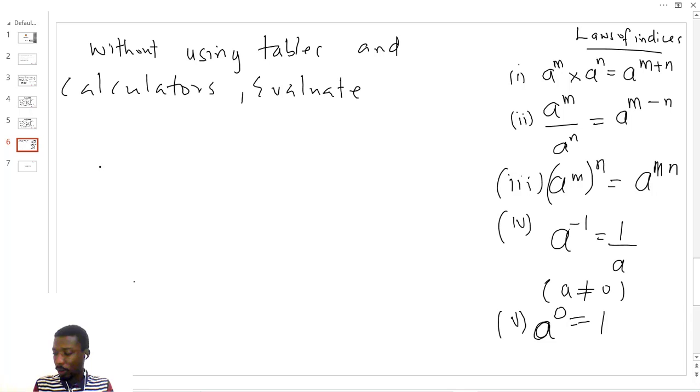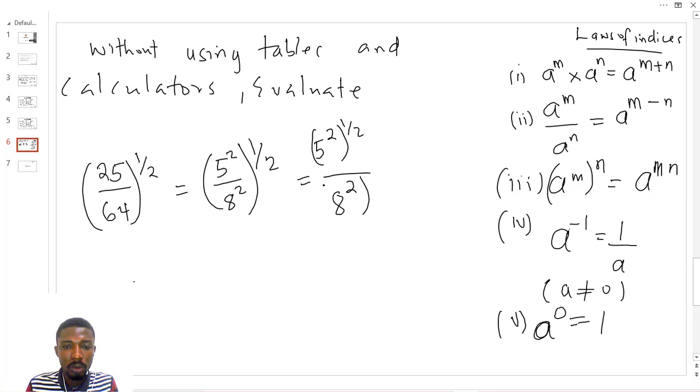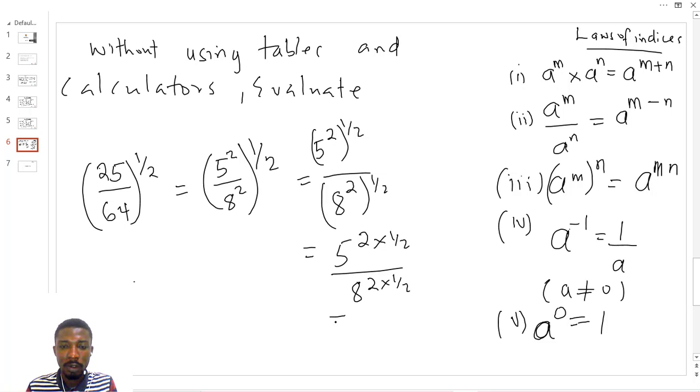Now, let me give you another question. (25 over 64) all to the power 1 over 2. Find the least number that will make it easier to simplify. If I look at the numerator, 25 can be written as 5 squared, and 64 can be written as 8 to the power 2. So (5^2) all to the power half, all over (8^2) all to the power half. So 5 to the power 2 times half, 8 to the power 2 times half. So you get 5 over 8. This is the simplest form in which you can solve this.